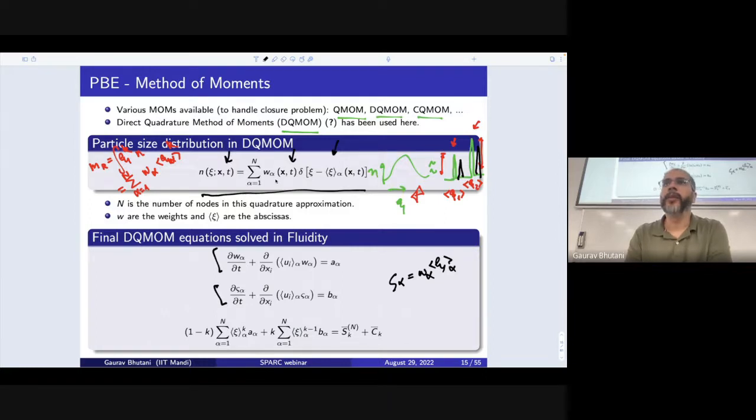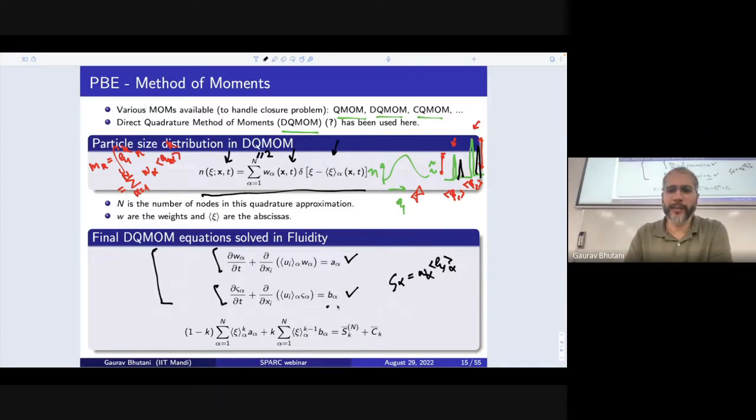Right? So our finite element solver, all it will do is solve these transport equations. Now, if I take capital N equal to 2, then I have two weight fields or weight functions, and I have two abscissas. Abscissa fields, because it's changing with space and time. So I need two weight equations and two abscissa equations. So I'm solving 4 equations, similar to 4 moments.